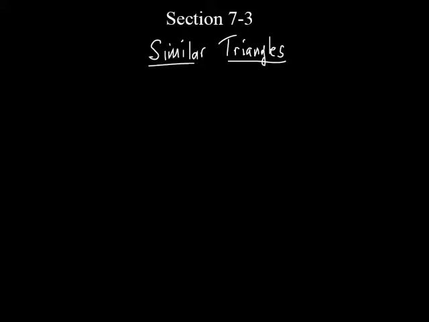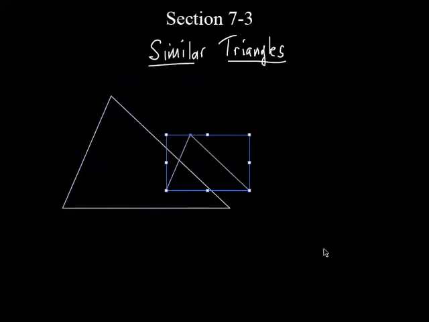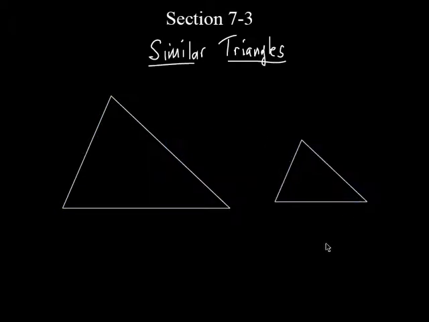Let me grab a triangle, put it right there, and let's make this a little bit bigger. Put that small one right next to it. Let's talk about these triangles. Let's label them first. It's A, B, C, and D, E, F.